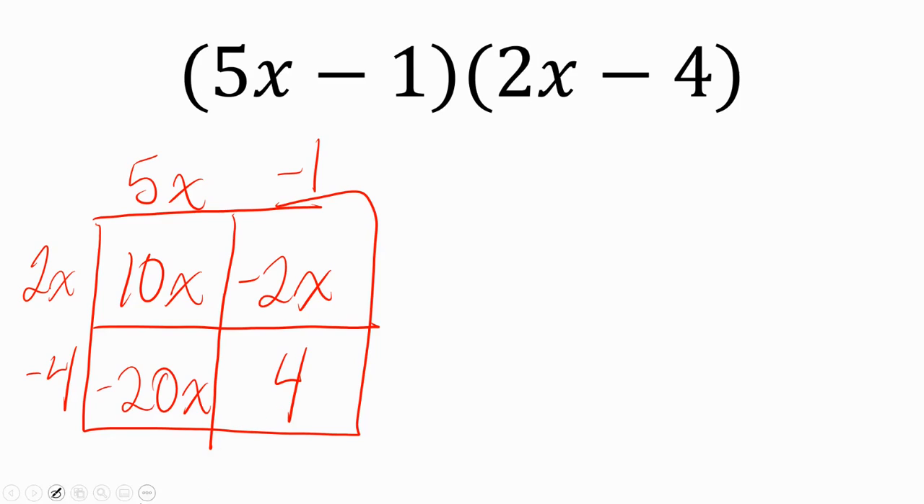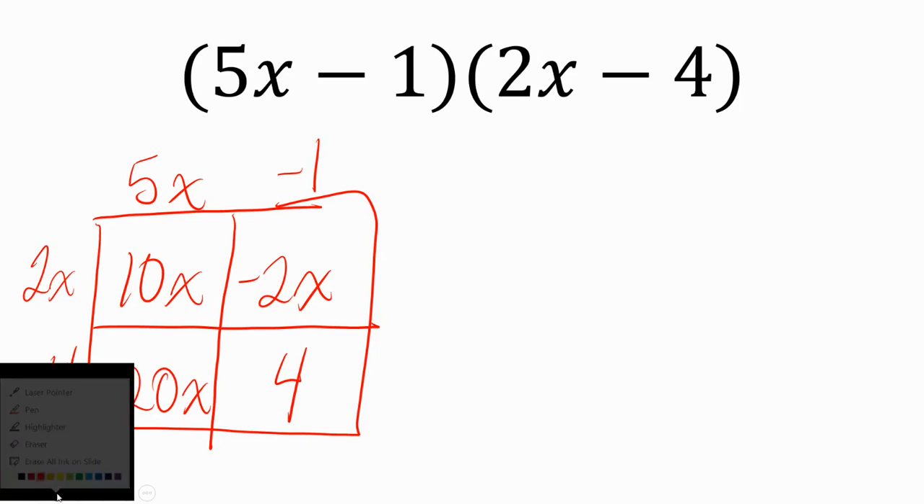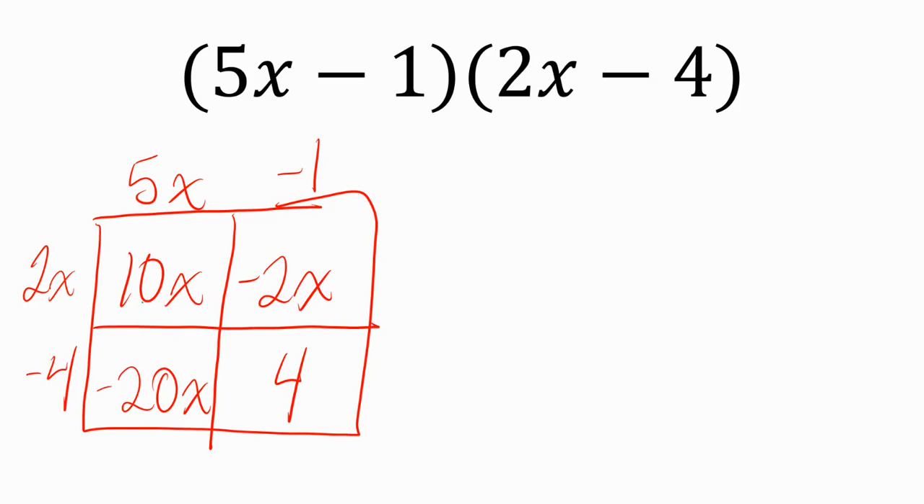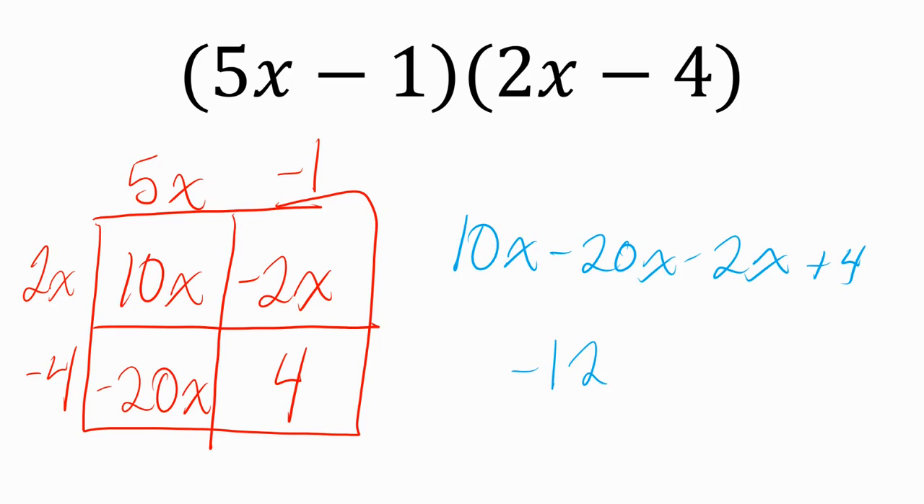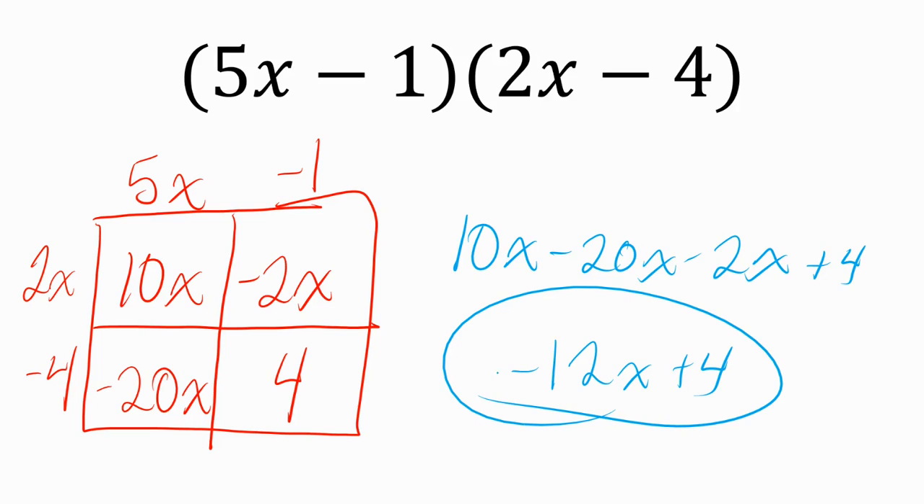Then they went ahead and they wrote all of this out. I'll switch to blue for that. So they said, okay, 10x minus 20x minus 2x, and then +4. And then they combined all of these terms together. Well, 10 minus 20 is -10, minus 2 is -12x plus 4. All right, so I'm just going to jump straight to it.